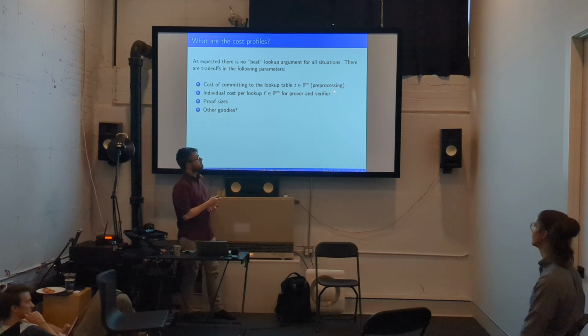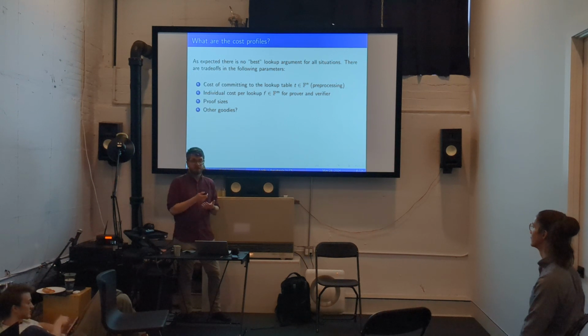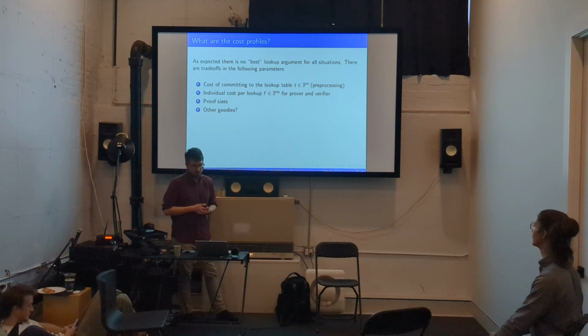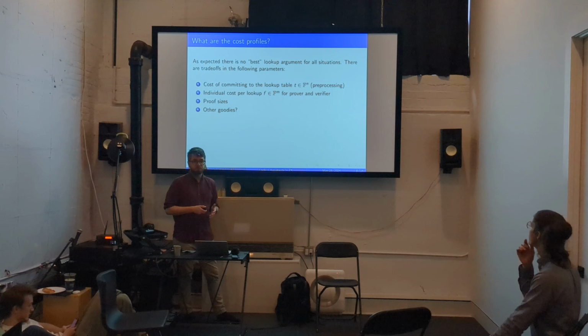The number of lookups is maybe another cost. So the cost for the prover may depend on the number of lookups. You would hope that the cost for the prover or the verifier doesn't depend on the number of lookups that the prover does. But in some of the lookup arguments, that cost does depend. The verifier cost does depend on that value. So that's something that you should worry about as well. Then of course there's proof sizes. So if you're thinking about Ethereum verifiability for your protocol, you would want your proofs to be relatively small, and other goodies that you might be interested in.